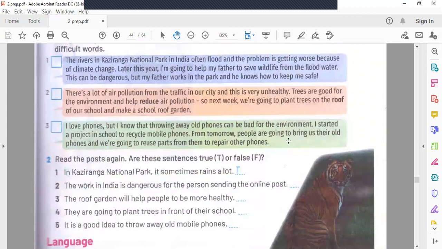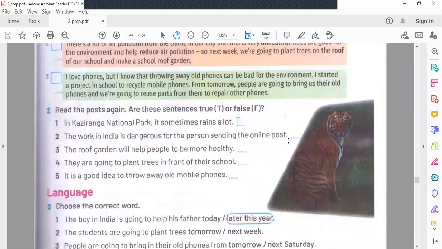Shifting to the next part, true or false. In Kaziranga National Park, sometimes it rains a lot. It's true. The work in India is dangerous for a person sending the online post. It's true too.